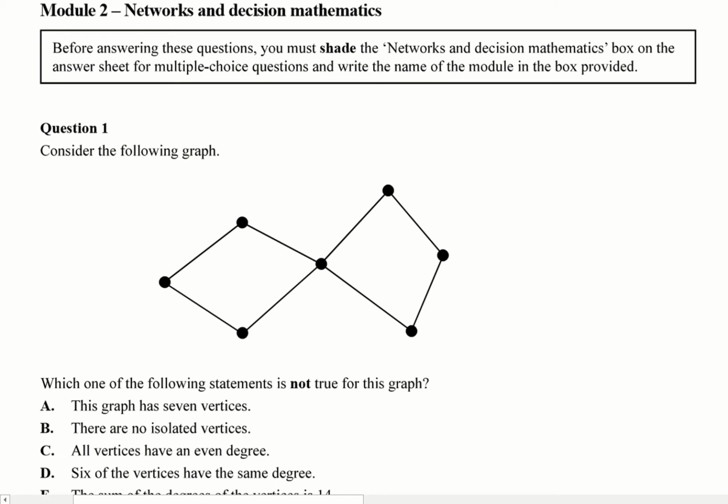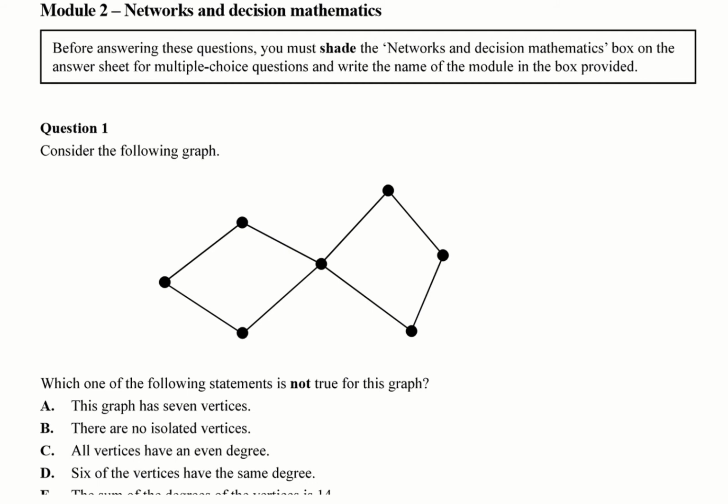Okay, so in this video, we're looking at Module 2, which is Networks and Decision Mathematics from Exam 1 of the 2018 Further Maths exam for NHT. All right, question 1, consider the following graph. Which of the following statements is not true for this graph?